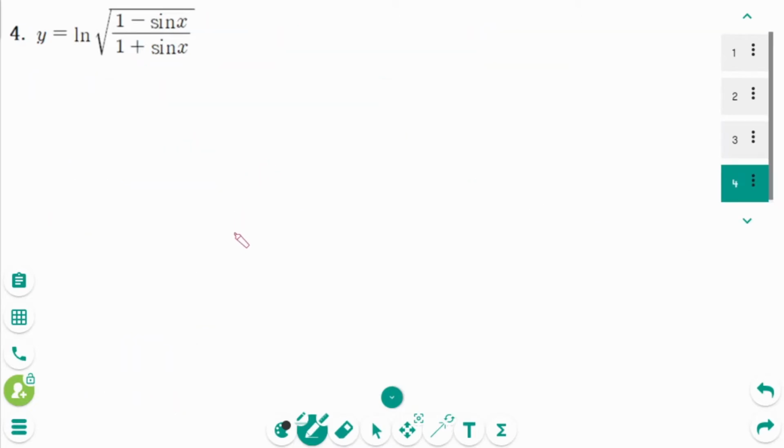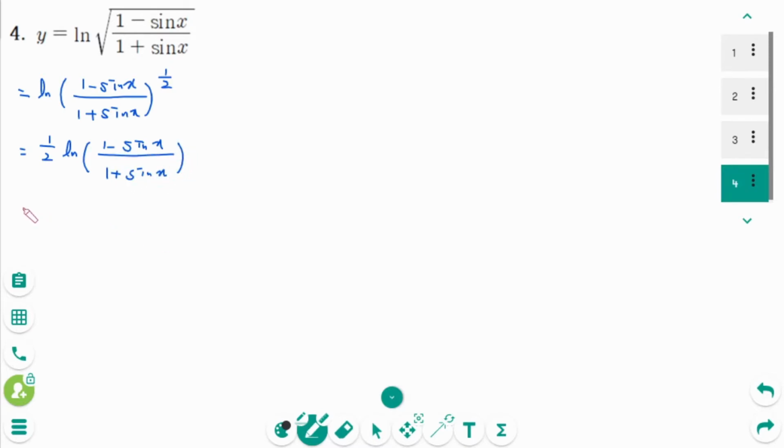Question 4. Using the logarithmic property, y equals ln of 1 minus sine of x over 1 plus sine of x to the power of 1 over 2. Then 1 over 2 can go down: 1 over 2 ln of 1 minus sine of x over 1 plus sine of x, which equals 1 over 2 times ln of 1 minus sine of x minus ln of 1 plus sine of x.